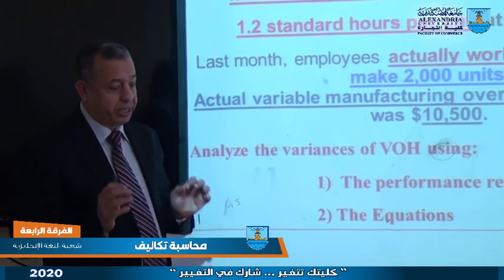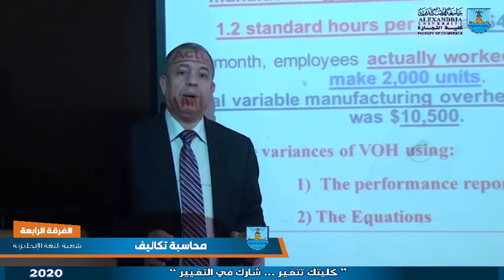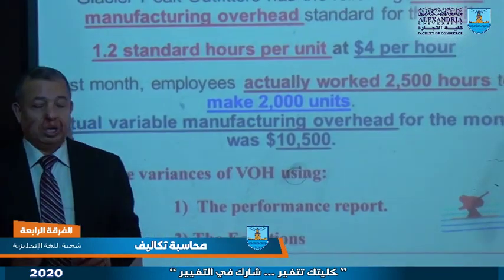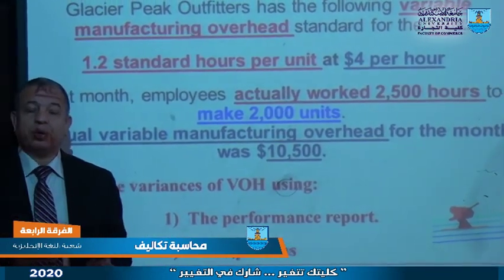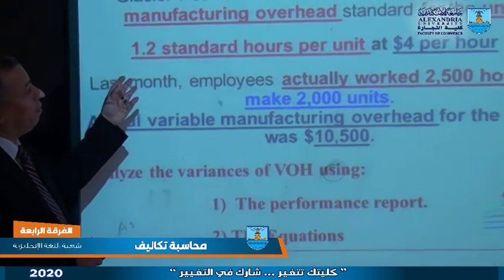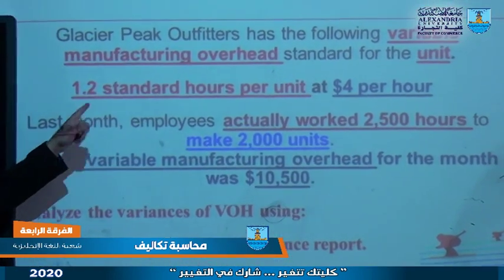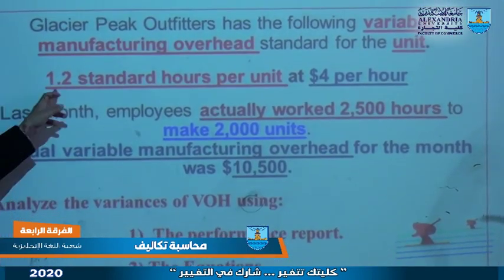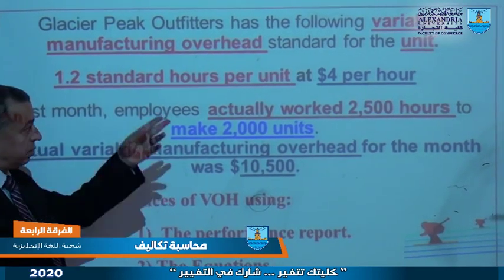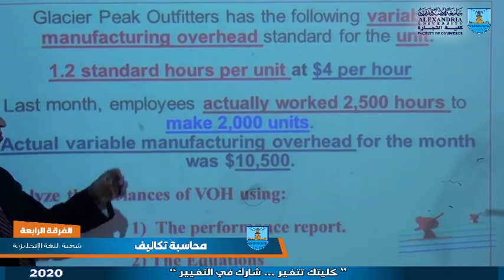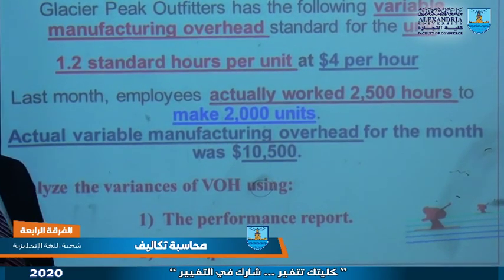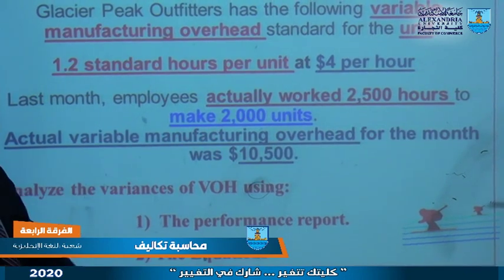But from my point of view, don't forget, your problem in manufacturing overhead, regardless of whether you speak about variable or fixed, is how to calculate the standards per hour, standard rates and standard hours, okay? Here I have 1.2 standard hours per unit from the budget. I have an equation to calculate these standard hours per unit, and $4 per hour, I have an equation to calculate the manufacturing overhead standard rate for variable overhead.